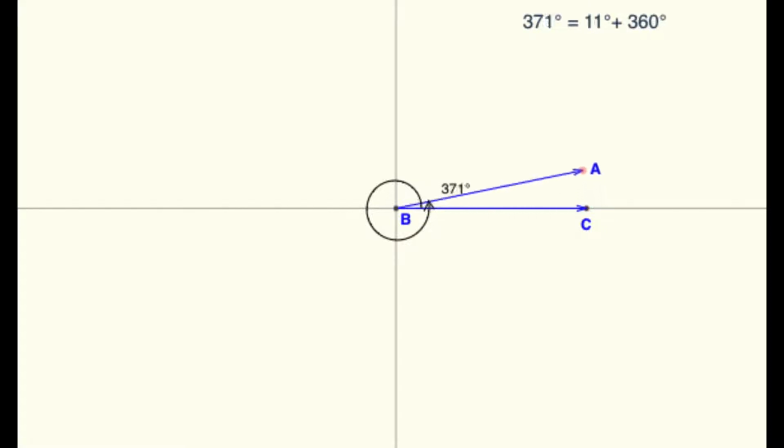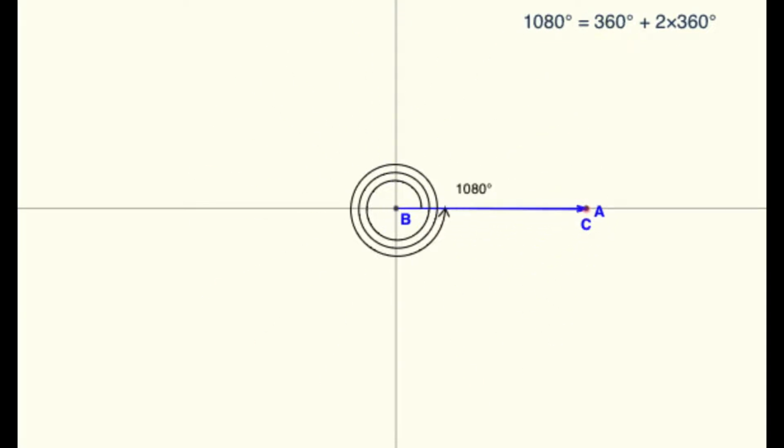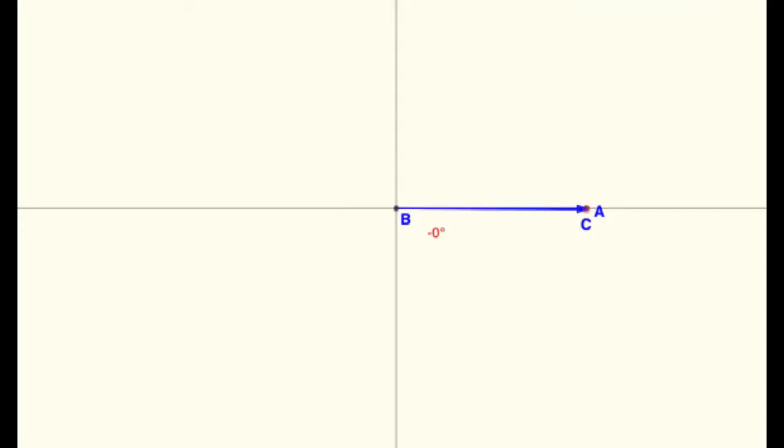Then the second revolution. If we take one more complete revolution, 360 plus 360, it represents 720 degrees. Often we use angles which are more than 360 degrees. For example, a wheel covers 360 degrees in one revolution and 720 degrees in 2 revolutions, 1080 degrees in 3 revolutions, etc. See the third revolution, the angle will be 1080 degrees.